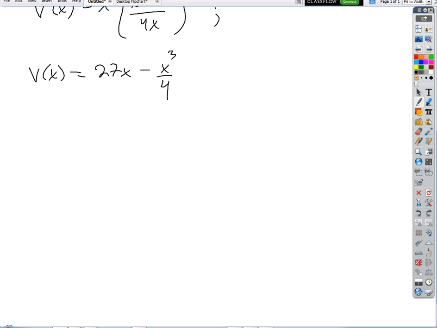So we might as well calculate v prime. So what's v prime? 27 minus 3x squared over 4. Okay? And this is easy to calculate a second derivative. It's not a hard derivative. We'd rather use the second derivative test than the first derivative test if it's convenient. What do we get? Negative 6x over 4, so negative 3x over 2. Okay, good. So let's make our table, right?